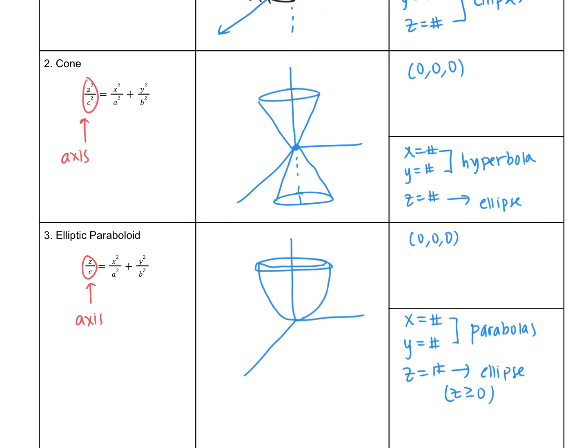Okay, so those are the first 3. And then we've got 2 more or 3 more general shapes before we get into some examples.